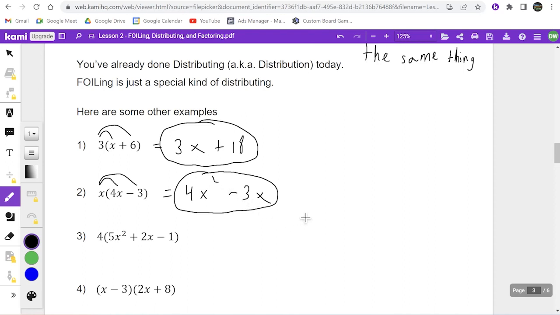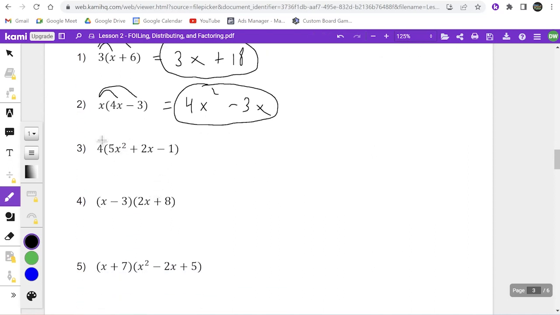So you'll notice a lot of times distributing is easier than foiling. However, sometimes it can be harder. Here's an interesting example, number 3. We have 4 times the quantity 5x squared plus 2x minus 1. Not so bad. Again, I just have to do every combination. So the first combination I can do is 4 times 5x squared. 4 times 5 is 20. And then the x squared just comes along for the ride. I just write it down. Don't change it. Next is 4 times 2x. Well, 4 times 2 is 8, so plus 8x. And then 4 times negative 1, that's just minus 4.